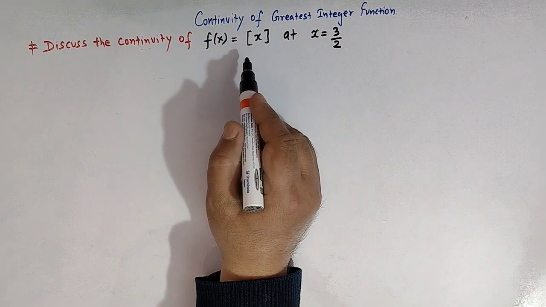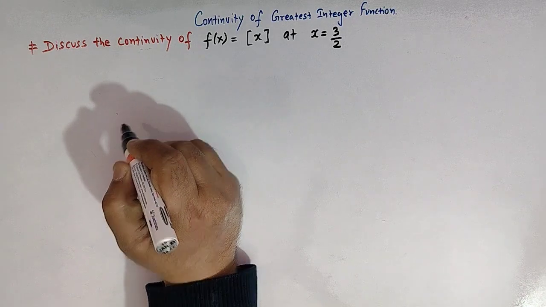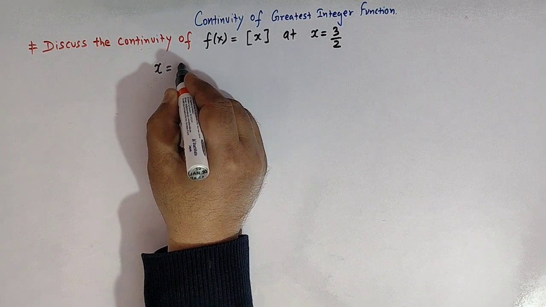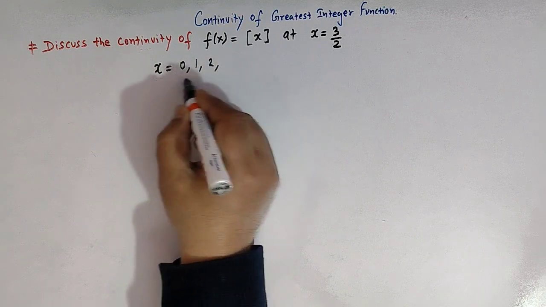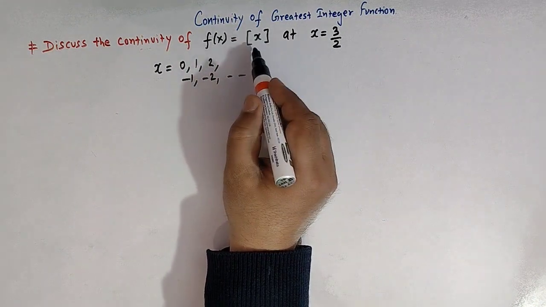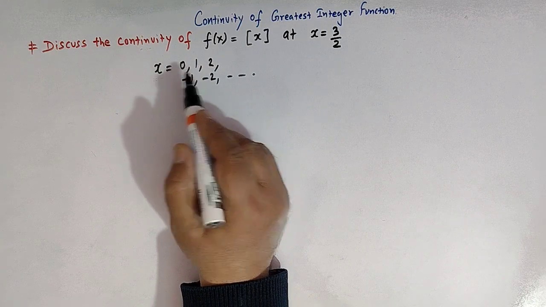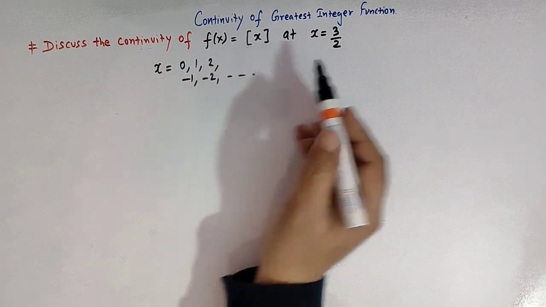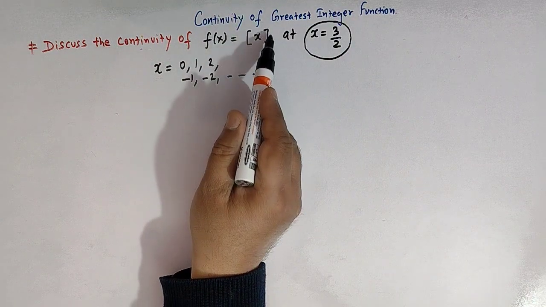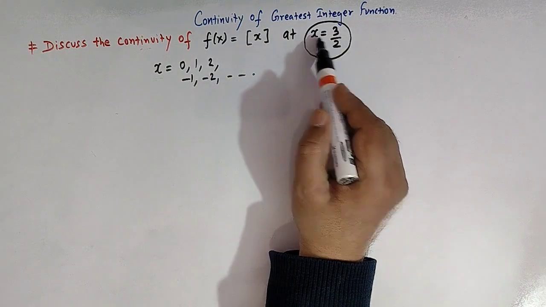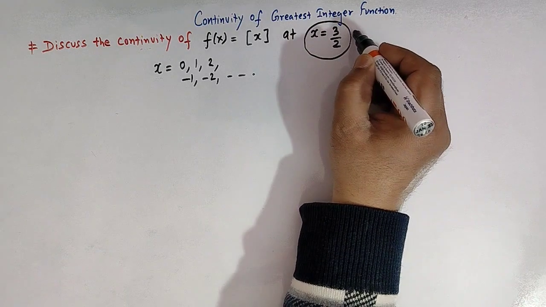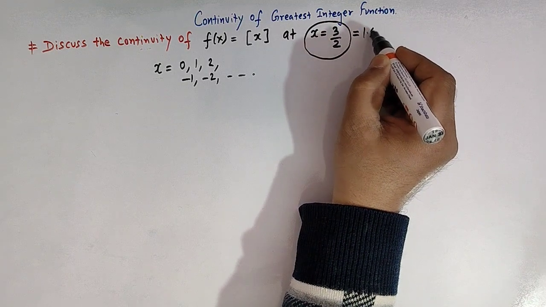We know that the greatest integer function is discontinuous at the integral points, that is 0, 1, 2, -1, -2 and so on. So the greatest integer function is discontinuous at the integer points. Here we have to discuss the continuity of this function at a non-integral point, so we have x is equal to 3 over 2, that is 1.5.